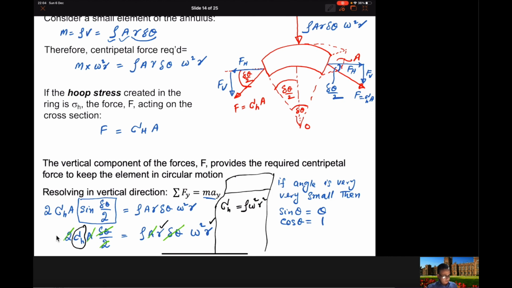So in case of the flywheel, this is a very important equation, and it will often be used in most numerical examples: the hoop stress in the flywheel is equal to density times omega square r square, where omega is the mean speed of the crankshaft, and r is the mean radius of the rim of the flywheel.